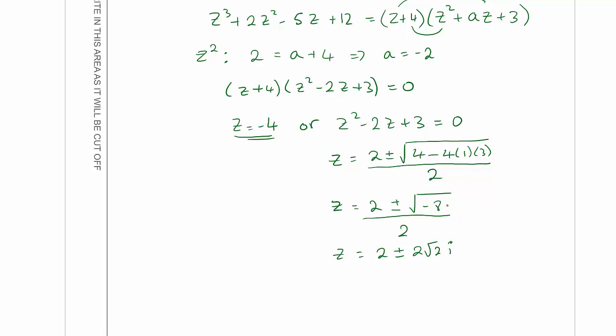Remember, 8 is 4 times 2. Root 4, root 2 is 2 root 2. And that's all over 2. So that's going to give us 1 plus or minus i root 2.